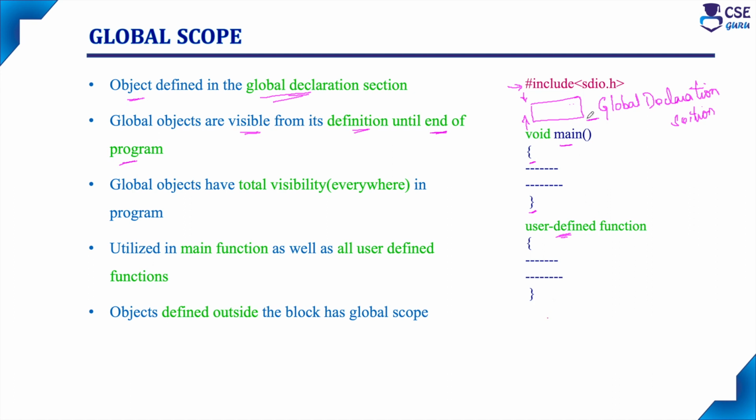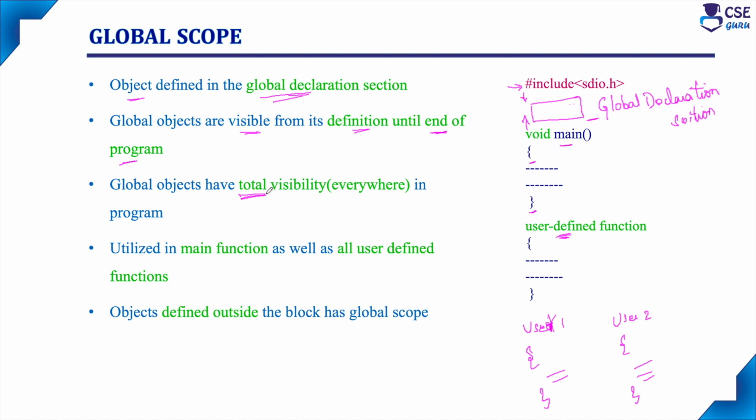The global objects we can use in any number of user-defined functions. Suppose you are using user-defined function 1, here also the particular variable will be visible. In user-defined function 2, here also that particular variable will be visible. In all the user-defined functions, including the main function, the variables declared in the global declaration section will be visible. So global objects are visible from their definition till the end of the program. The global objects will have total visibility, meaning they can be used in the main function and in all the user-defined functions.